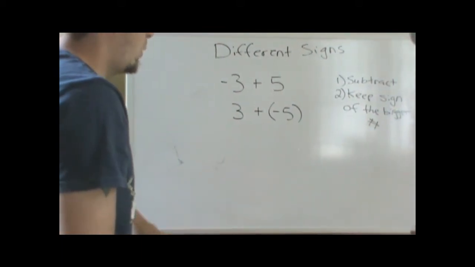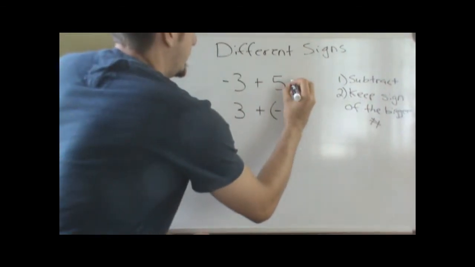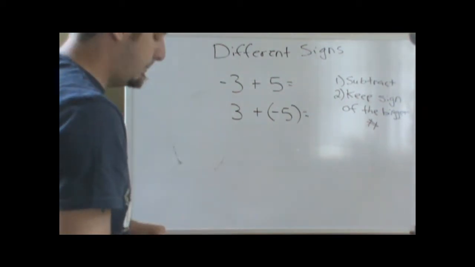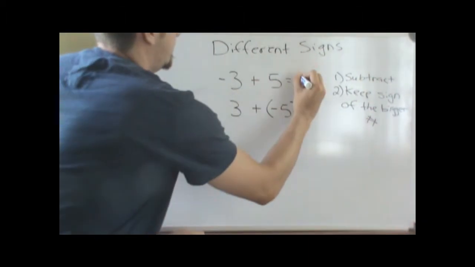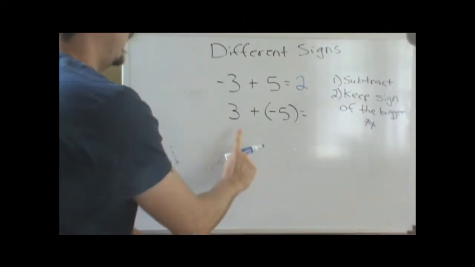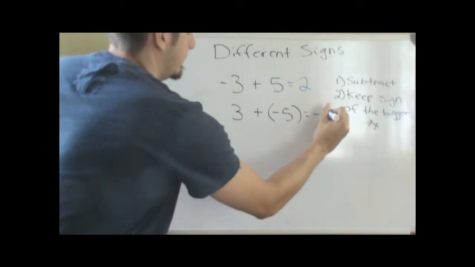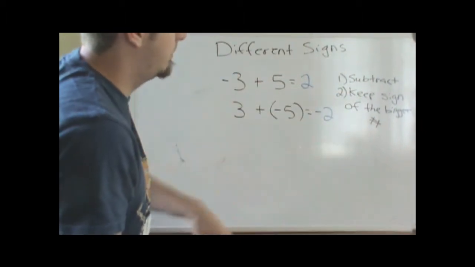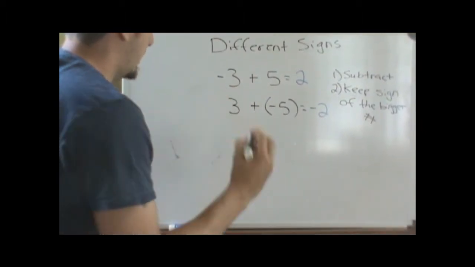We'll discuss why this works in just a second. Real quick, I'm just going to put the answers for these two problems up here. If you have negative 3 plus positive 5, you get an answer of positive 2. If you have positive 3 plus negative 5, you get an answer of negative 2. So where do these rules come from? Why do they work? The best way to explain that is to take a look at the number line.